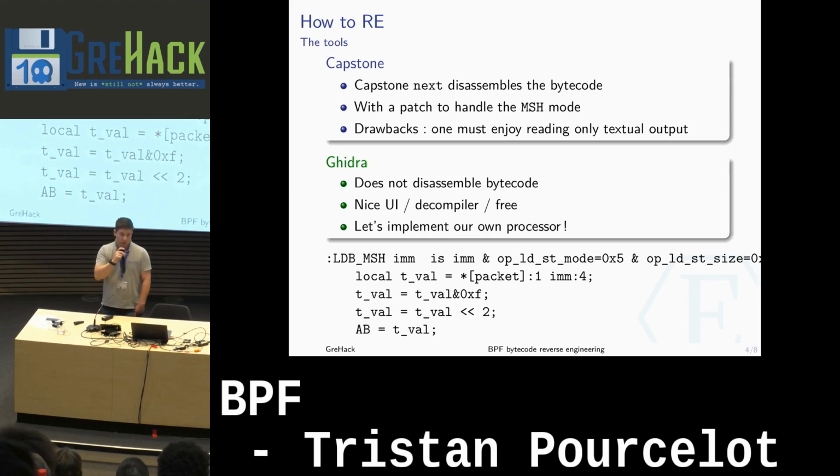And after you have disassembled it, you have to look at only a text file. It's not really interesting. So we can use a decompiler, which does not disassemble the bytecode. So we have to re-implement the processor, which is something fun. You can see some of the code down there, which implements the MSH instruction.